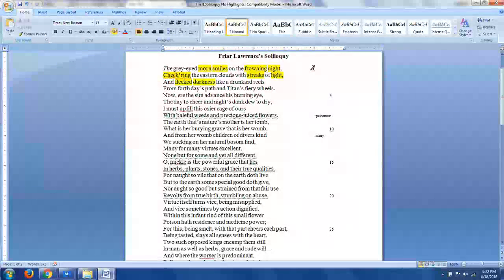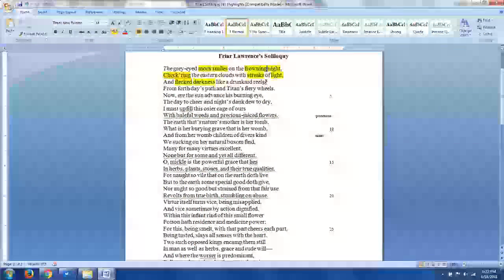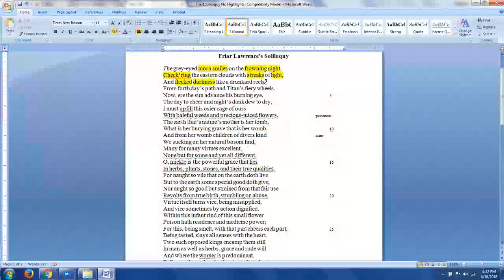Okay? A couple of other literary devices we have going on is this idea of a drunkard reels. This is a simile. It's a comparison using like or as. And so basically a drunkard is a drunk person. The flecks in the clouds are not organized. They're running around kind of like a drunk person dancing. It's just a way to describe the imagery of what the clouds in the morning look like. And so it's like the night is a little drunk, kind of like the guys who were just at the party, like Mercutio.